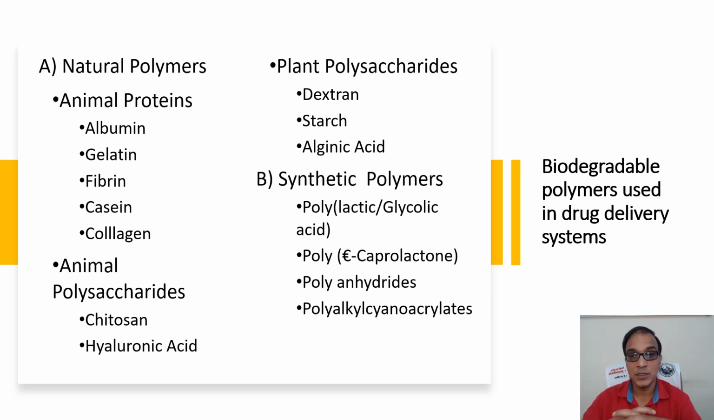Among the natural polymers, animal polymers like albumin, gelatin, fibrin, casein, collagen. In animal polysaccharides, chitosan and hyaluronic acid, and plant polysaccharides like dextrans, starch, alginic acid may be used. While among the synthetic ones, polylactide, glycolic acid, PLGA, polycaprolactone, polyanhydrides, and polyalkyl cyanoacrylates may be used for microsphere development.